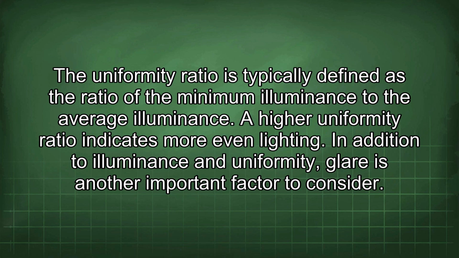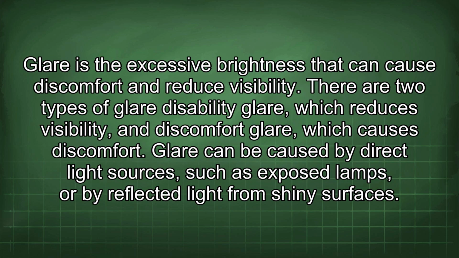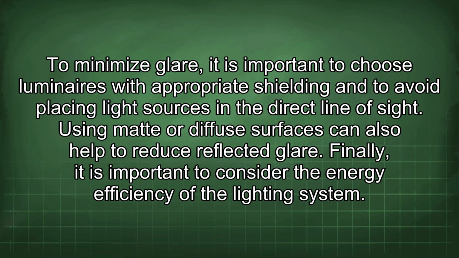In addition to illuminance and uniformity, glare is another important factor to consider. Glare is the excessive brightness that can cause discomfort and reduce visibility. There are two types of glare: disability glare, which reduces visibility, and discomfort glare, which causes discomfort. Glare can be caused by direct light sources, such as exposed lamps, or by reflected light from shiny surfaces. To minimize glare, it is important to choose luminaires with appropriate shielding and to avoid placing light sources in the direct line of sight. Using matte or diffuse surfaces can also help to reduce reflected glare.